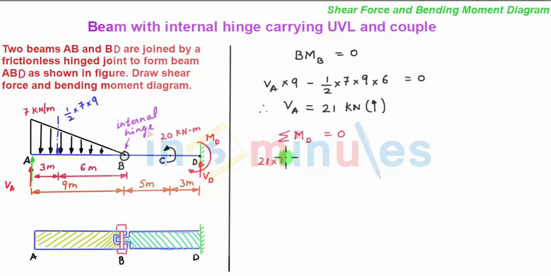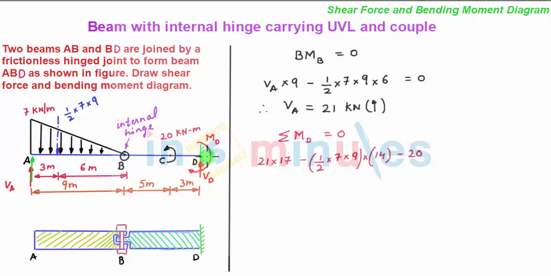So we have 21 multiplied by 17. Then there will be an anti-clockwise moment caused due to this downward force whose magnitude is this and acting at a distance of 6 meter plus 5 meter plus 3 meter, so equal to 14 meter. So we have minus 1 by 2 into 7 into 9 multiplied by 14. Then we also say there is an anti-clockwise moment of 20 kilonewton meter, so we have minus 20.